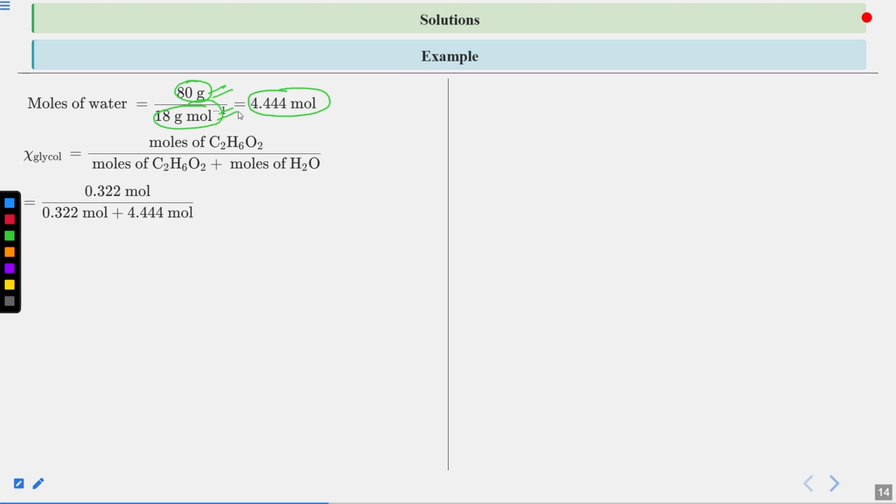So we have seen that 80 gram of water contains 20 gram of ethylene glycol. So we have the mass of water, we have the mass of ethylene glycol, and we have their moles also. So we can write the mole fraction of the glycol as moles of ethylene glycol by total number of moles. We are adding both of these, 0.322 by 0.322 plus 4.444. That calculation will give you mole fraction as 0.068. Similarly, you can go and calculate it for the water also, and you will get 0.932 as the mole fraction.